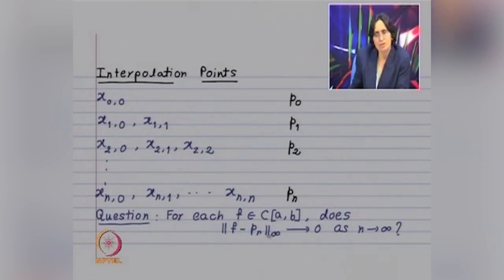For some specific functions, it will tend to 0, but whether for each f, so I choose the interpolation points, I fit a polynomial, then norm of f minus p n infinity will not tend to 0 for each f belonging to C[a, b]. So, there is always a trade off: sometimes the interpolation points are nice, you can construct them, and the polynomials will be reproduced, but then the problem is with the convergence.